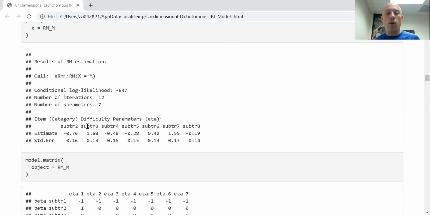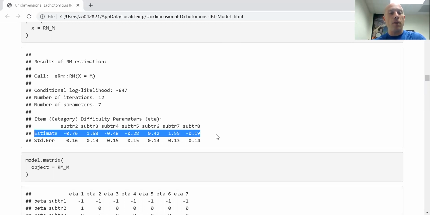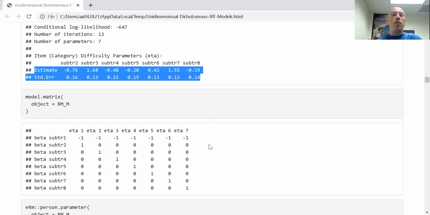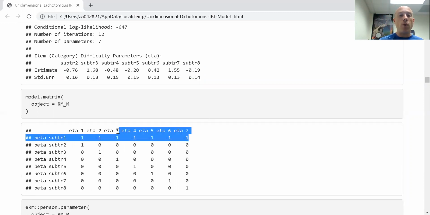And here we once again look at our difficulty parameters in terms of the estimate and the standard error. Now our model matrix gives us insight into how things were actually constructed. The main reason I'm showing you this is that we can see that question number 1 is the reference level, because you can see that -1's all the way across.